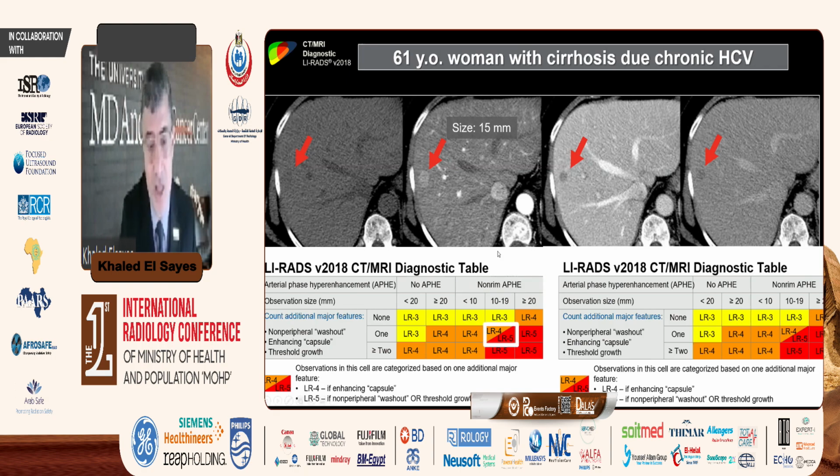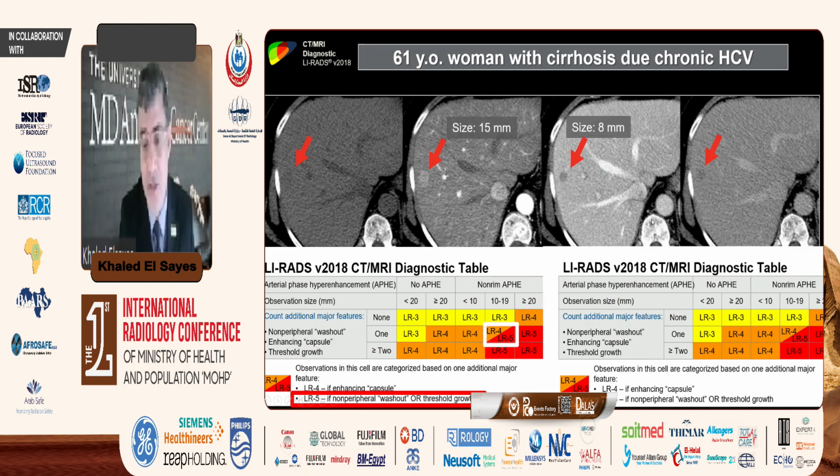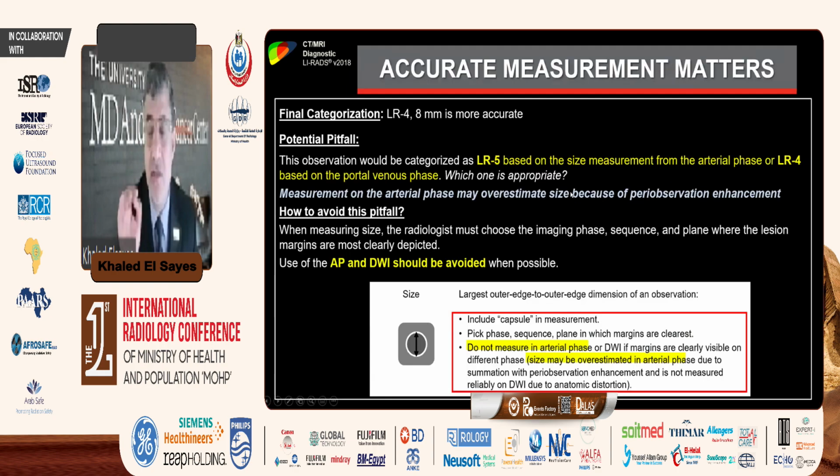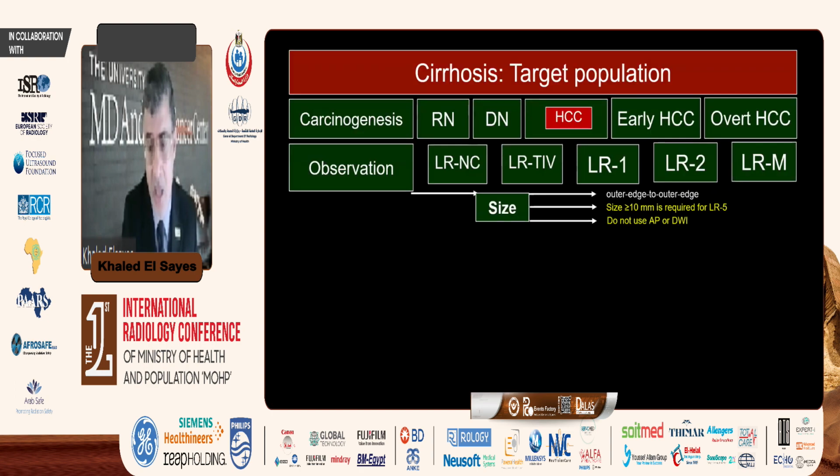Based on this, you have the washout, you have the arterial phase hyper enhancement, and this is measuring 15 millimeters, so it will fit here. And because this patient has washout, then it will be LR5. But if you accurately measure it, this will be categorized as LR4, not LR5, based on this table here, because it will be less than 10 millimeter. That's why accurate measurement matters. You don't measure in the diffusion weighted imaging, and you don't measure in the arterial phase, because those overestimate the size of the observation. As I said, don't use the arterial phase or DWI.